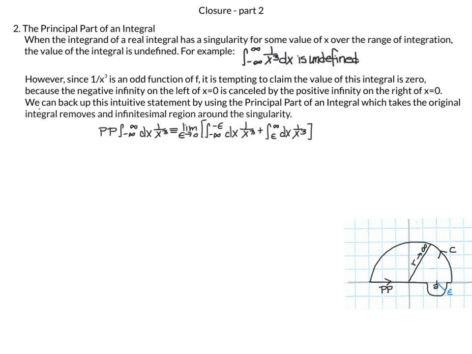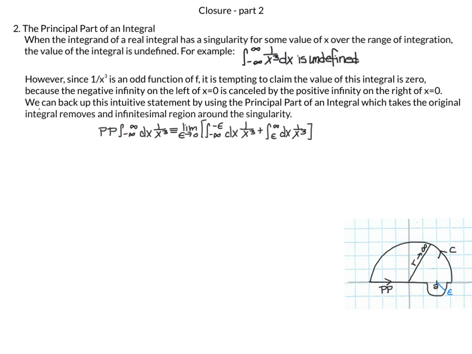However, in this example, since 1 over x to the third is an odd function, it's tempting to claim that the value of this integral is 0 because the negative infinity on the left of x equals 0 is canceled by the positive infinity on the right of x equals 0. To back this intuition up, we use something called the principal part of an integral, which takes the original integral and removes an infinitesimal region around the singularity. We call this the principal part integral, denoted PP for principal part.